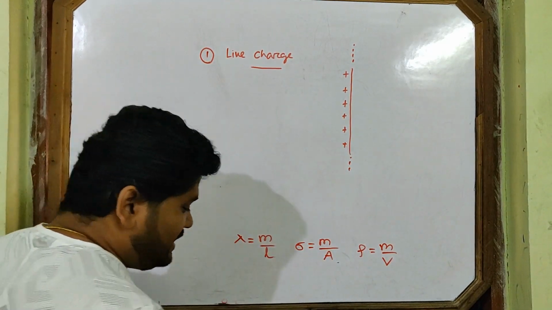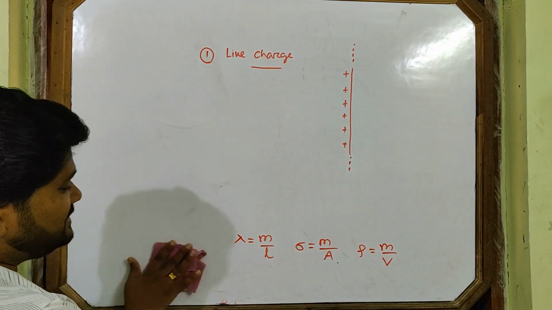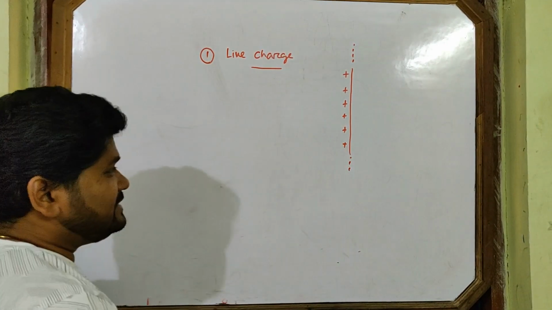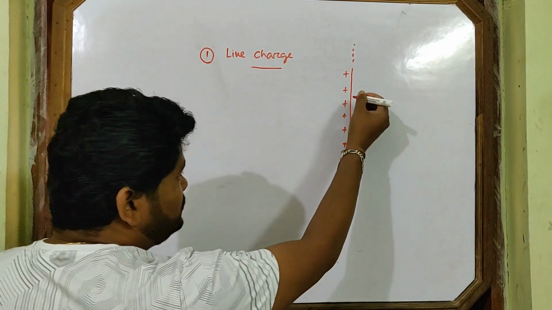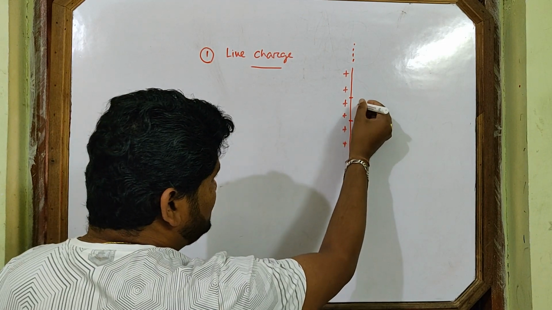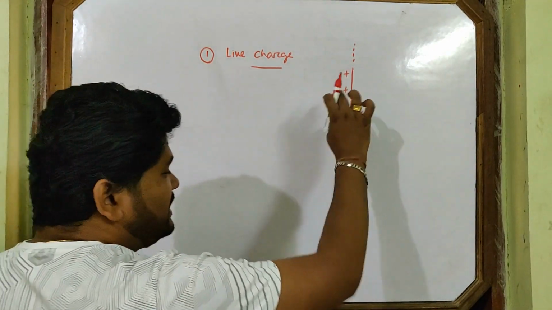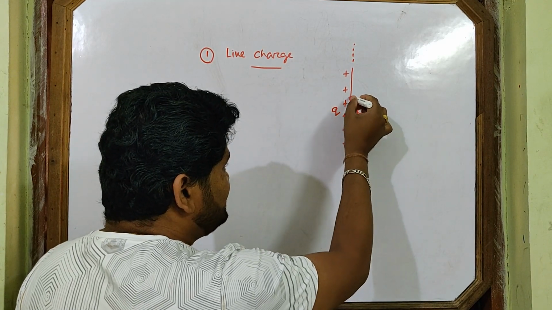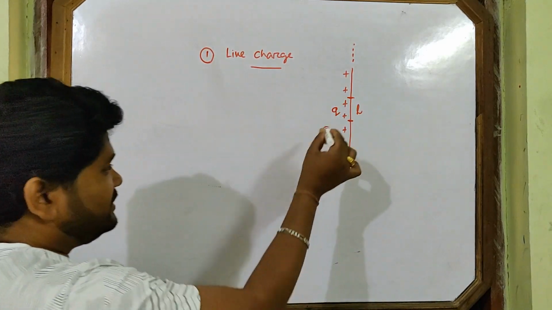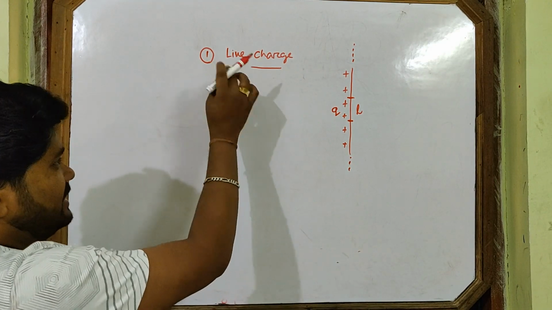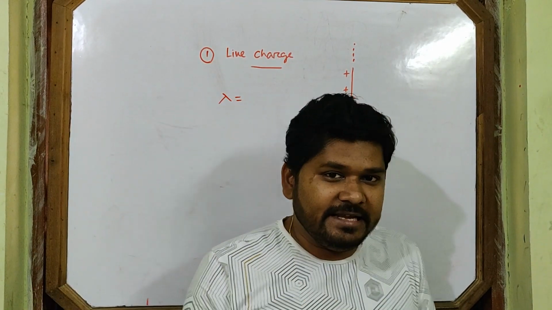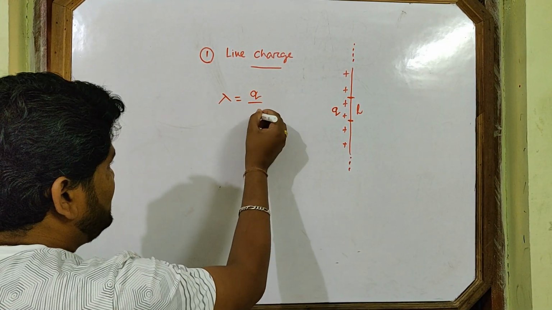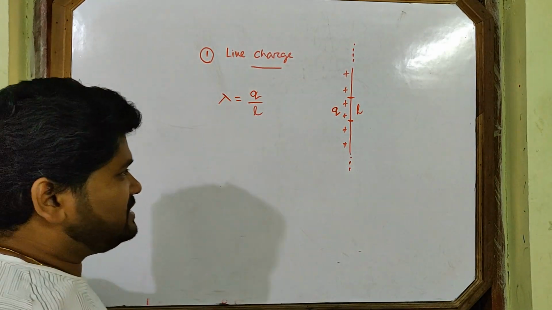Now we start with linear charge density. To find this, what will we do? We will consider a small length L. Within that length L, how much charge is present? Suppose Q charge is present in this length L. Then what quantity will we define? Linear charge density: charge by length, with the same symbol lambda as linear mass density.